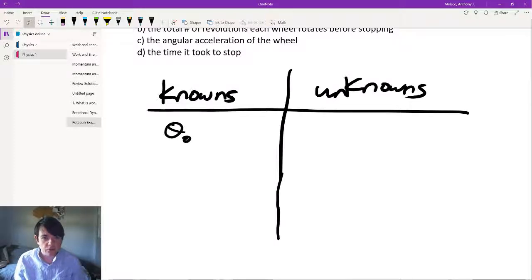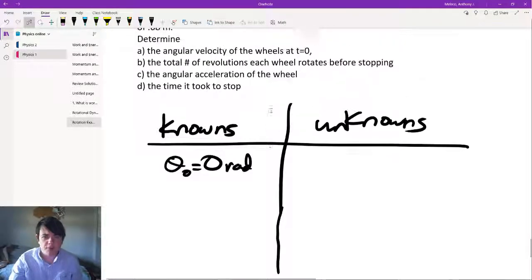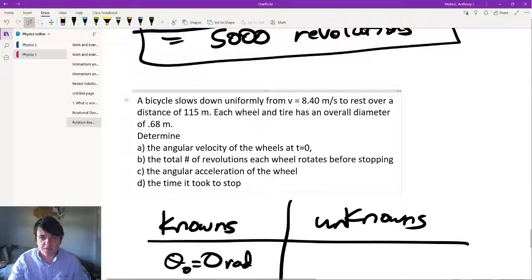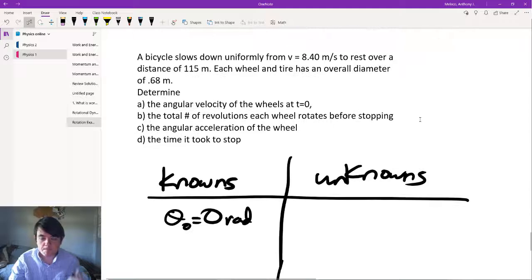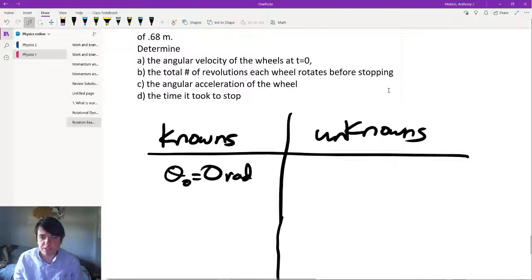So our initial position, I'm going to set it at 0, and I'm going to do it in terms of radians because I think that's the most helpful. Our final position, how far we've traveled, tells us that the bike is slowing down to rest over a distance of this 115 meters. This 115 meters is a linear distance, but it does relate to our angular distance. We just need to do the equation, but we'll do that soon.